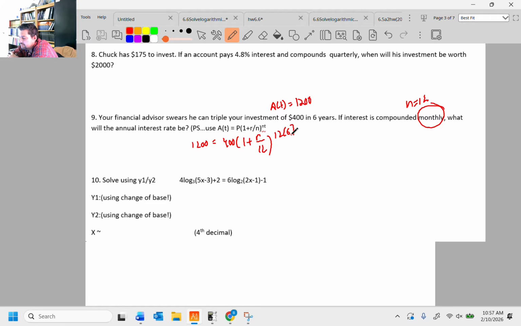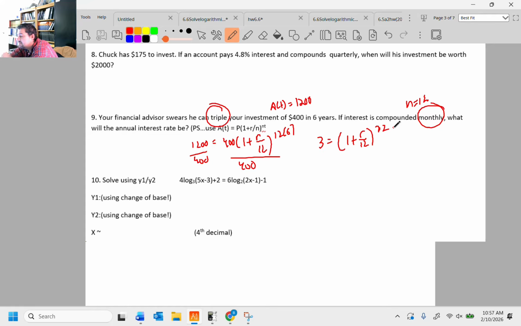Now, you don't need to use a TI-84 for that. I mean, you do, but you don't need to use a graph for this. This can be done pretty easily by hand. Let's divide out that 400. That'll give us a 3, because it was going to triple. Let's see, we have 1 plus r over 12, and the exponent is going to be 72.